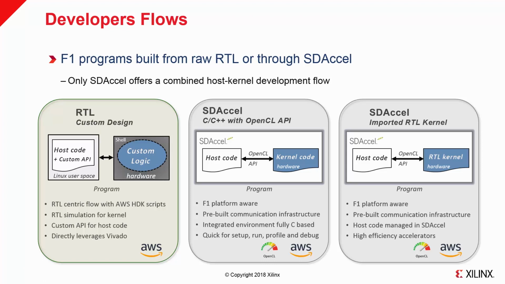There are three main development flows on F1. The first is RTL custom design with an RTL-centric flow using AWS HDK scripts. This flow also provides RTL simulation for the kernel, has a custom API for the host code, and directly leverages the Xilinx Vivado toolchain.